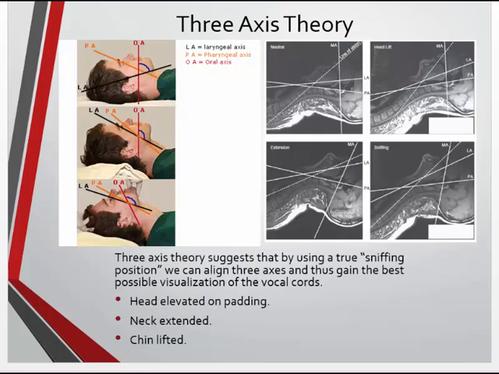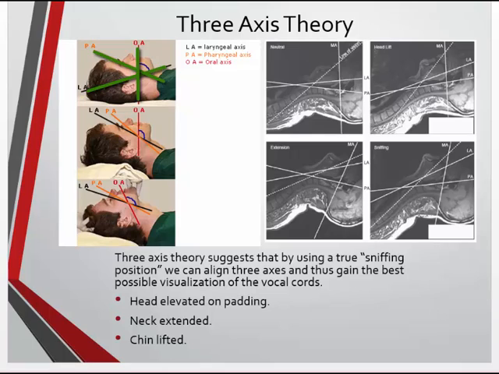There's a 3-axis theory that we want to talk about here, and this is what they do in their anesthesiology training. There are 3 axes, and basically true sniffing position aligns these axes so that you can get the best visualization. So you have the laryngeal axis, which runs from the Adam's apple up to the top of the head. You've got your pharyngeal axis, which runs parallel to parts of your pharynx, and you have your oral axis, which just runs from the mouth to the back of the throat.